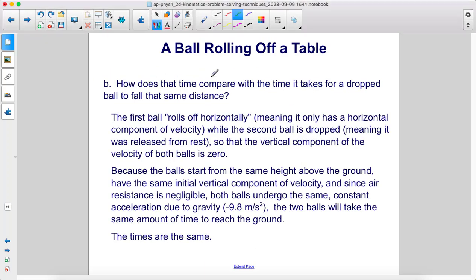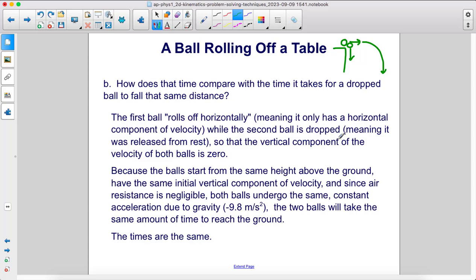How does that time compare with the time it takes for a dropped ball to fall that same distance? The first ball rolls horizontally, so here's our table. The first ball rolls horizontally off the table and lands over here. Not quite like that, but you get the image. While the second ball, same height, but it is dropped, meaning it was released from rest. Therefore, the vertical component of the velocity, so the y component of their velocities, both 0.